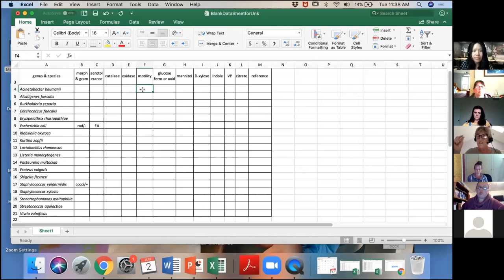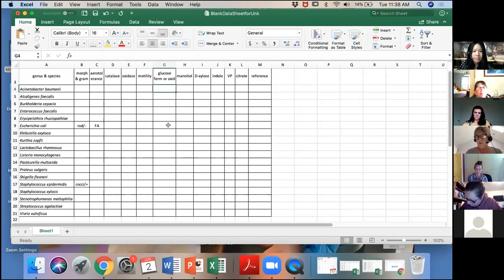And the thing is, if it only grows in that pathway, it's not motile. If you can see your streak line, it's not motile. If you have growth going all the way out to the sides or even out half your tube, it's motile. It's growing past where you inoculated it. So motility will be positive or negative.